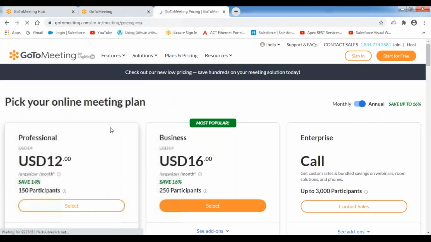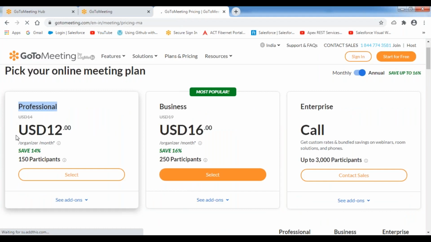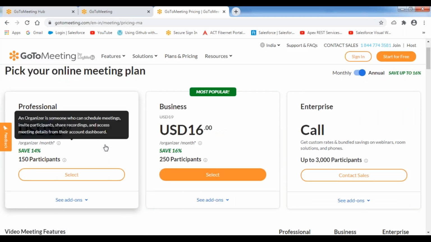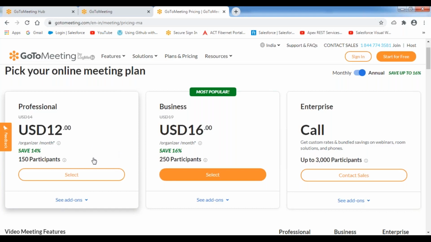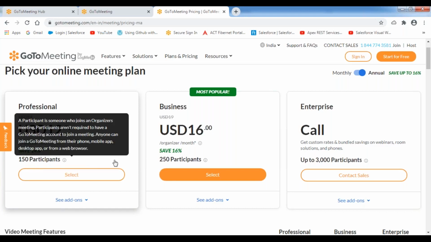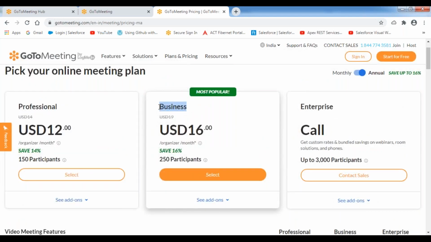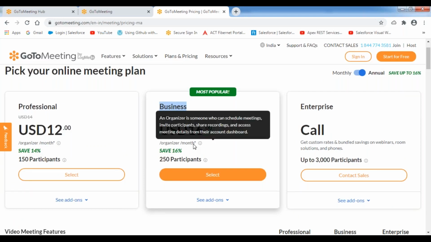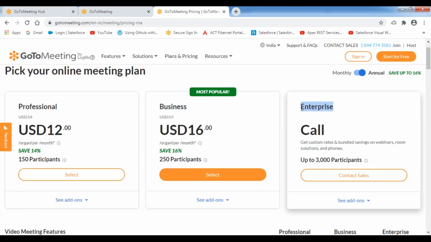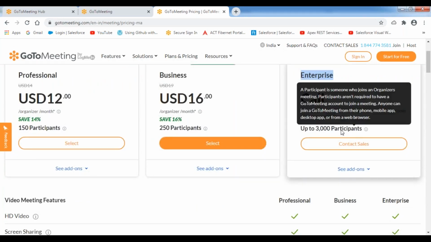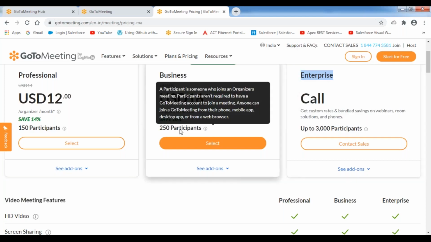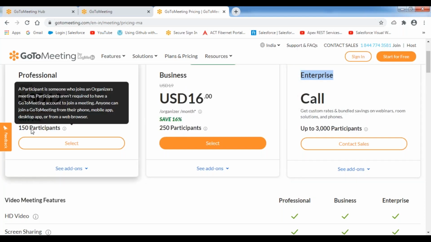We have the Professional edition, which costs $12 US per month, and 150 people can join. Another one is Business, the second edition, which is $16 per month, and 250 people can join. The third one is Enterprise, where almost 3,000 people can join the meeting.